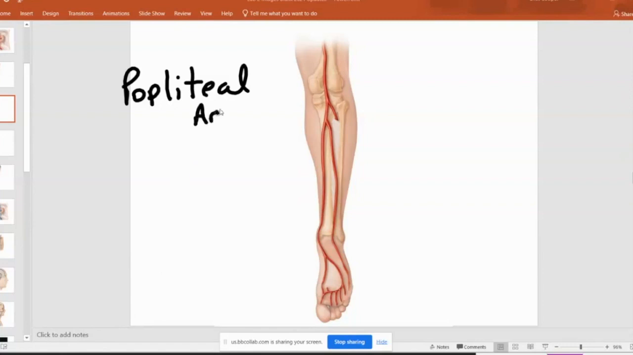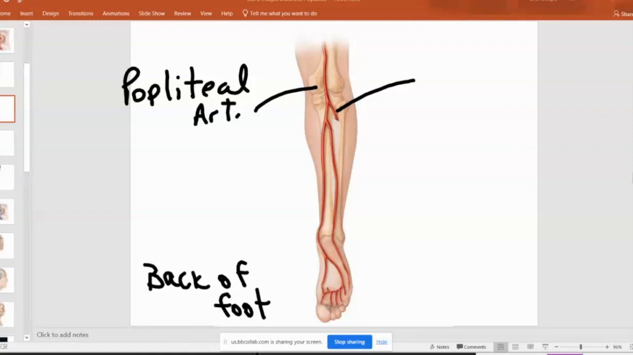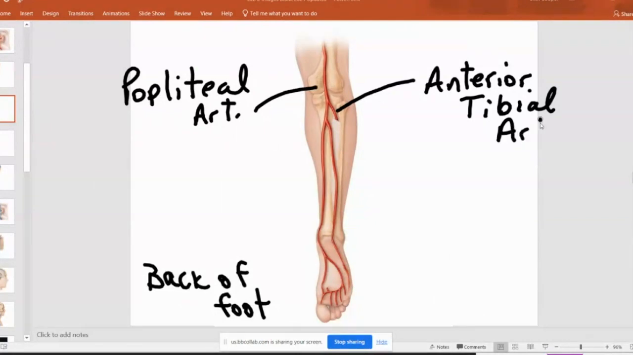Popliteal what? So there we have it right there. As soon as it branches here, we have to rename it. We're looking at the back of the leg. So that means that this branch, since it disappeared, it went forward. This first branch here is going forward because we're looking at the back of the foot and leg. So that makes this anterior. And since this bone, the main bone here, is the tibia, that is the anterior tibial artery.